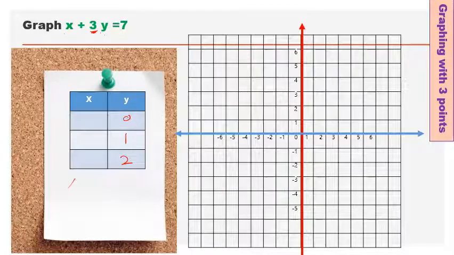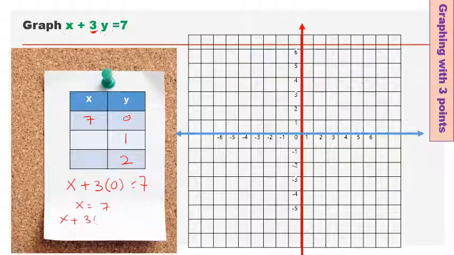So if y is equal to 0, so it's x plus 3 times 0, because 3y means 3 times y, is equal to 7. So x is going to be equal to 3 times 0 is 0, so x is 7. Now if y is equal to 1, then x plus 3 times 1 equal to 7. Now remove this 3 from this side to the other side with a negative sign. So x is equal to 4.